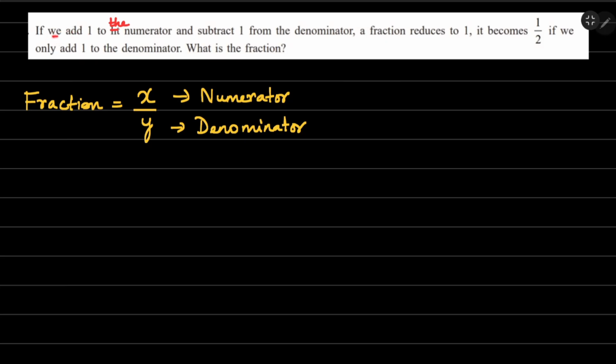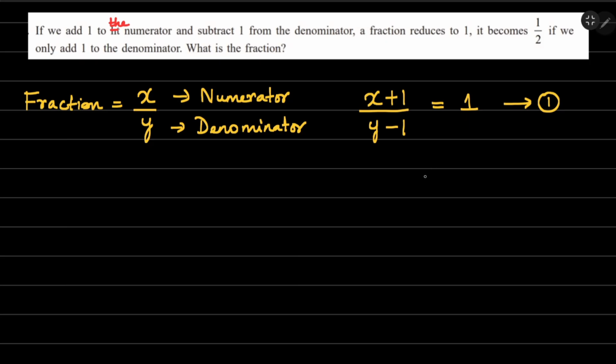In the very first scenario, if we add 1 to the numerator, that is x plus 1, and if we subtract 1 from the denominator y, it becomes y minus 1. And in that case, the fraction reduces to 1. Okay, so this is your first equation. What is your second equation?